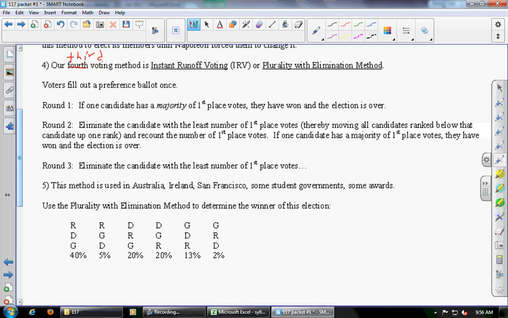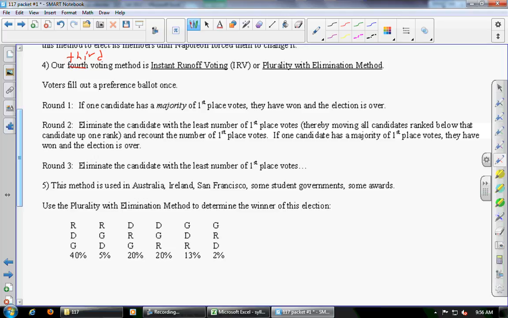So if we went back to our ice cream example, chocolate was first, vanilla was second, and strawberry was third, and nobody had a majority. So what we would do is we would eliminate. Who would we eliminate in this election? Eliminate strawberry. So now we're down to just vanilla and chocolate.